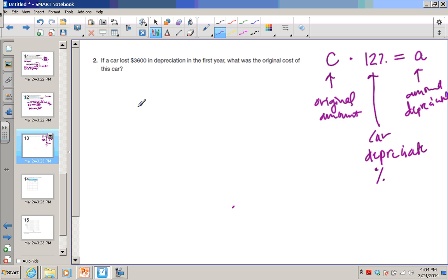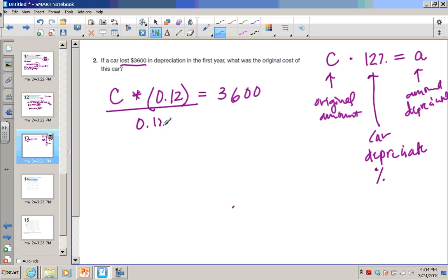Okay, so we're going to use that same thought here. We do not have the original amount, so we're going to use C. We're going to multiply that by the percent the car would depreciate in the first year, using the decimal form like we've been using. And then we have that it lost $3,600. So from here we would simply divide by 0.12, because if rewritten, it would be 0.12 C, because remember, I can change the order. The commutative property says I can switch the order and it's not going to change the answer. That's why I know that I'm just dividing by 0.12.